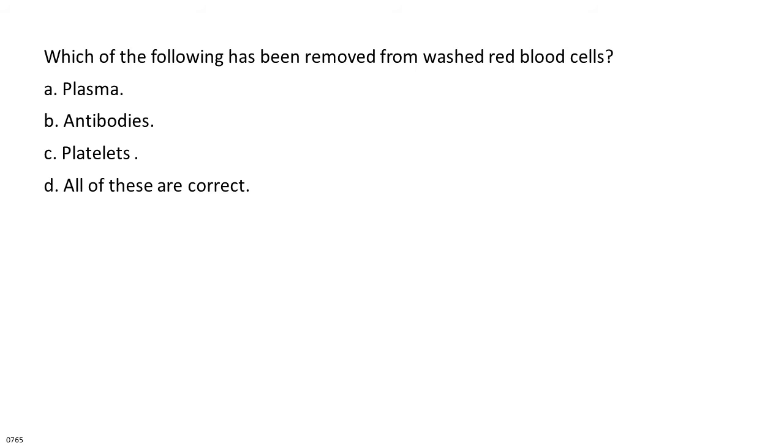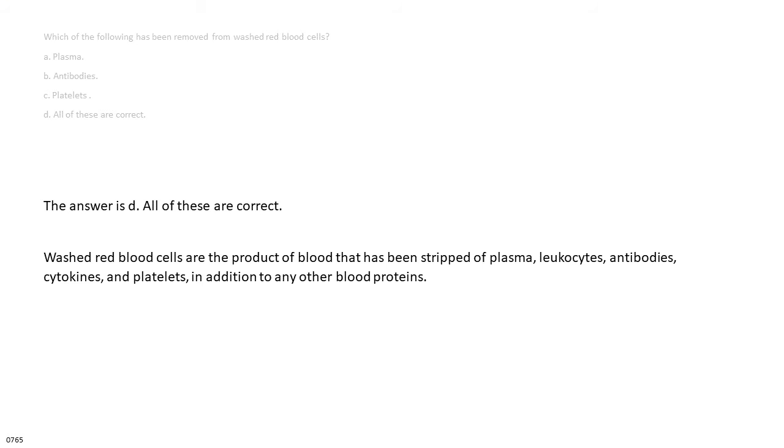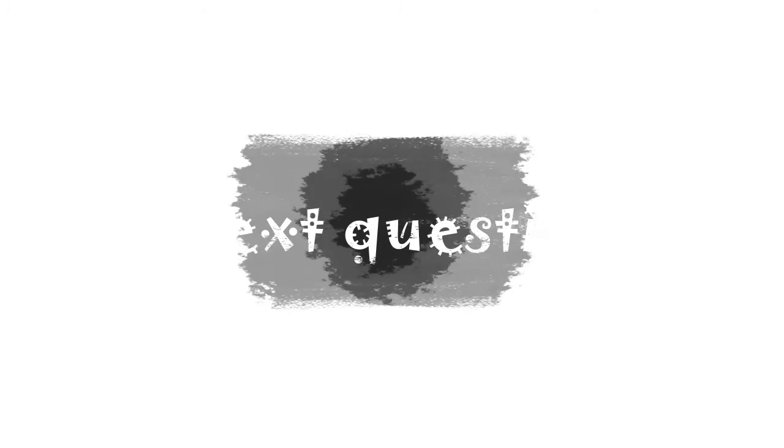Which of the following has been removed from washed red blood cells? A. Plasma. B. Antibodies. C. Platelets. D. All of these are correct. The answer is D. All of these are correct. Washed red blood cells are the product of blood that has been stripped of plasma, leukocytes, antibodies, cytokines, and platelets, in addition to any other blood proteins.